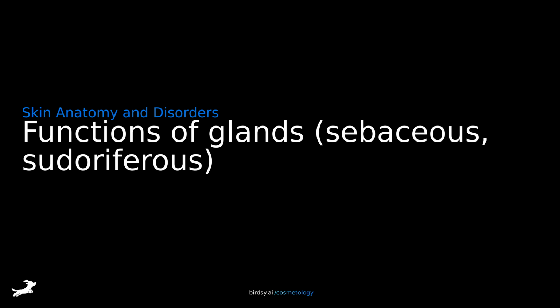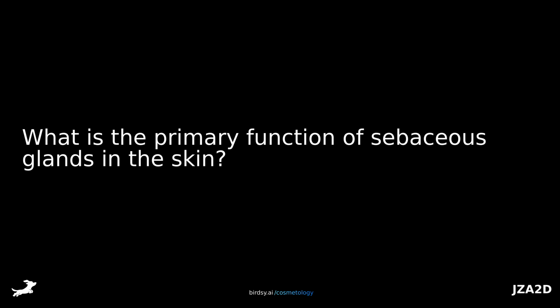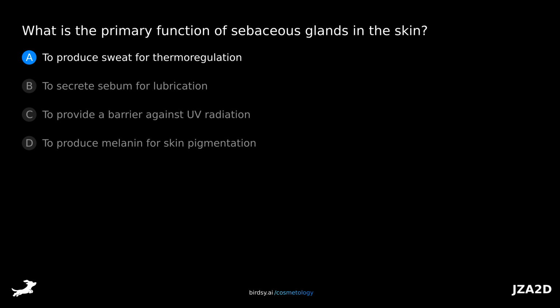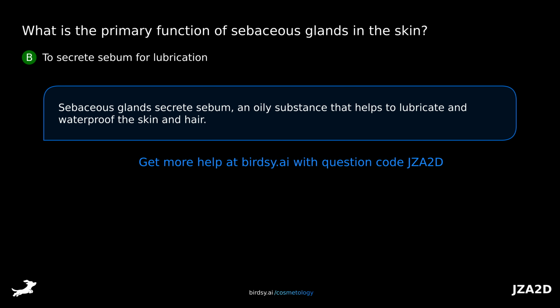Functions of glands: sebaceous, sudoriferous. What is the primary function of sebaceous glands in the skin? Is it A, to produce sweat for thermoregulation, B, to secrete sebum for lubrication, C, to provide a barrier against UV radiation, or D, to produce melanin for skin pigmentation? The answer is B, to secrete sebum for lubrication. Sebaceous glands secrete sebum, an oily substance that helps to lubricate and waterproof the skin and hair.